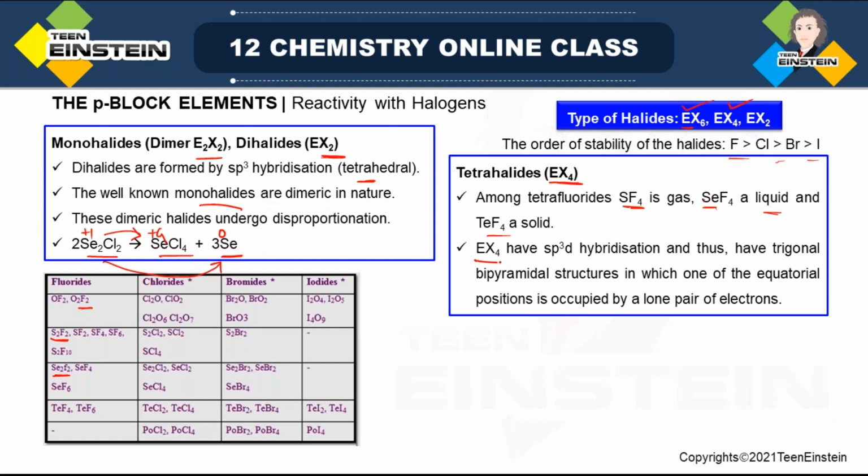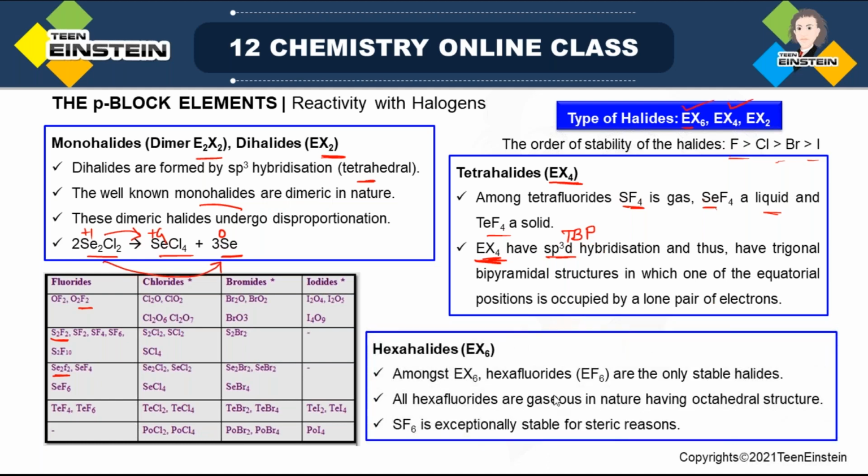Now this type, EX4, has a specific hybridization, which is sp3d. Now sp3d is basically TBP geometry, and in TBP geometry there will be a total of 5 positions, but we have only 4 halogens, so there will be one lone pair also. It has a trigonal bipyramidal structure, in short TBP, and in one of the equatorial positions there will be the presence of a lone pair of electrons. Okay, we will also see the structures in the next slide, but before that we will see the hexahalides and what their characteristics are.